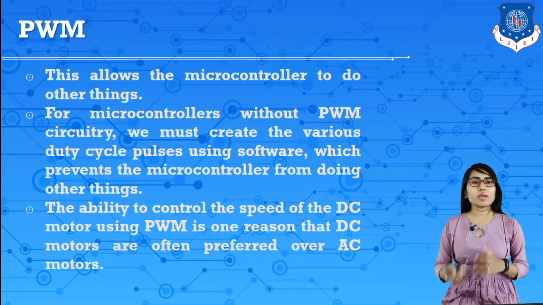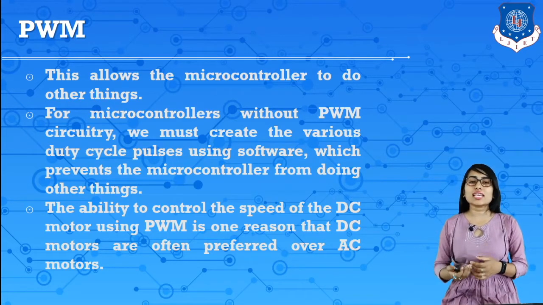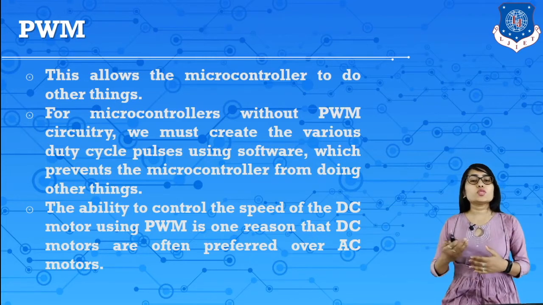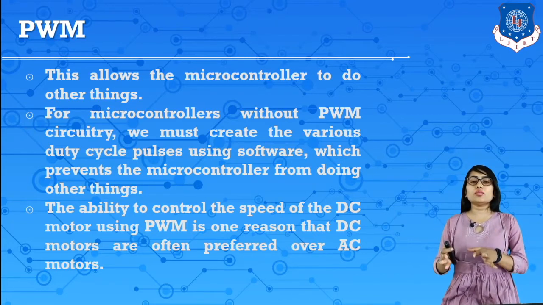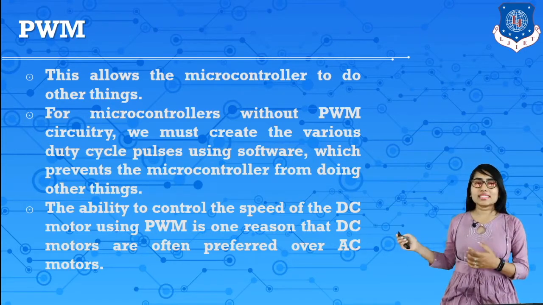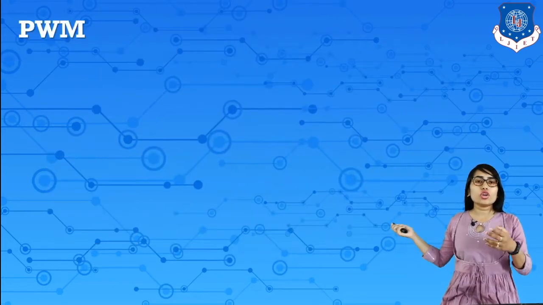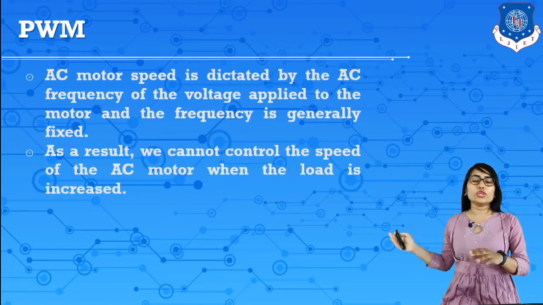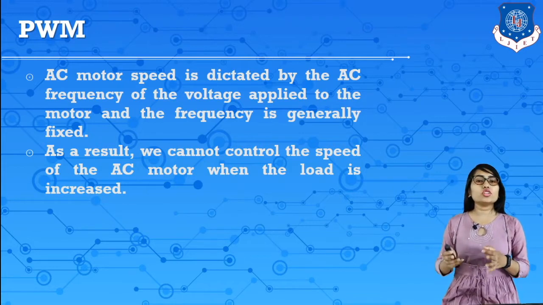This allows the microcontroller to do other things. For a microcontroller without PWM circuitry, we must create the various duty cycle pulses using software, which prevents the microcontroller from doing other things. So the ability to control the speed of the DC motor using PWM is one reason that DC motors are often preferred over AC motors. That's why with DC motors, the microcontroller does not need to produce PWM manually or through software.